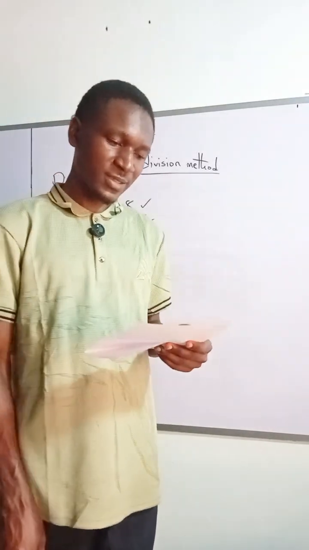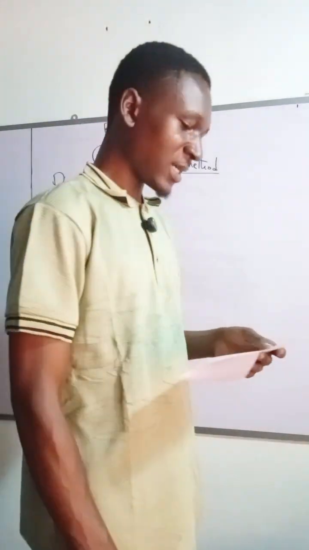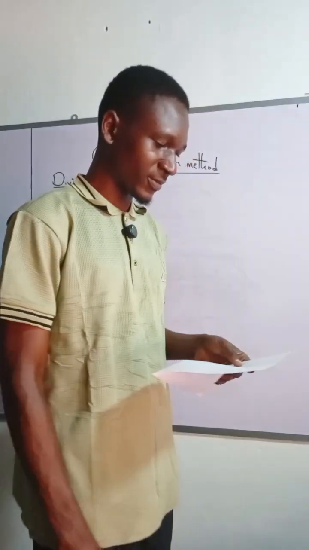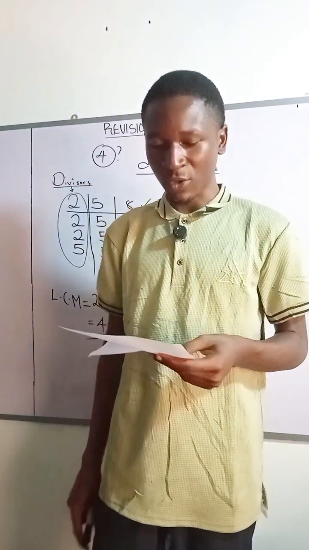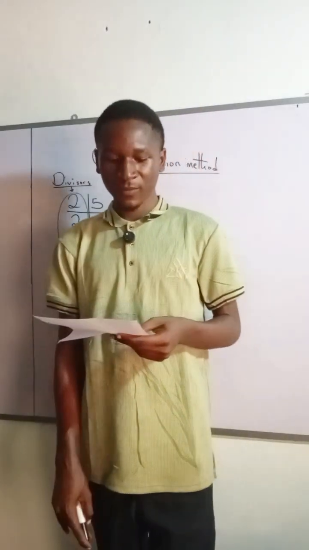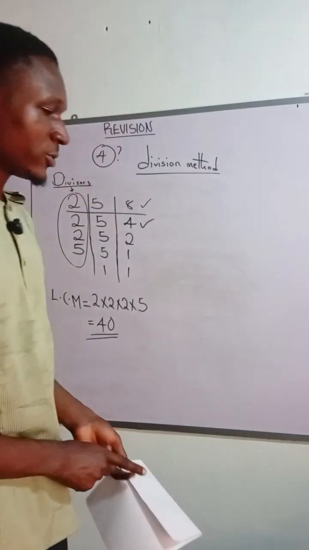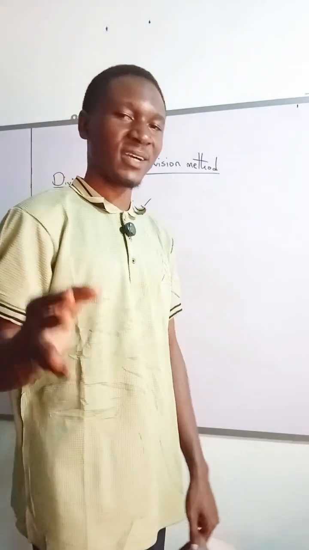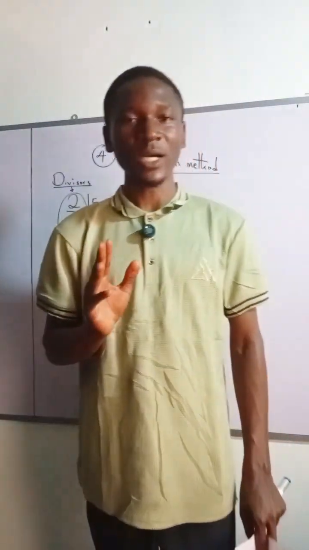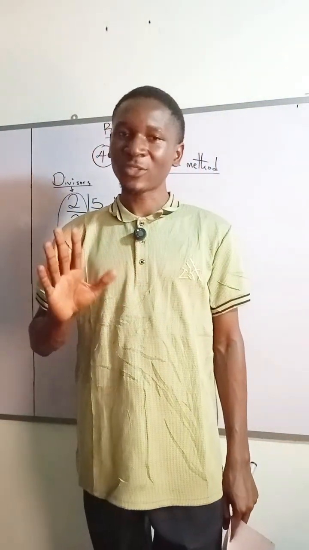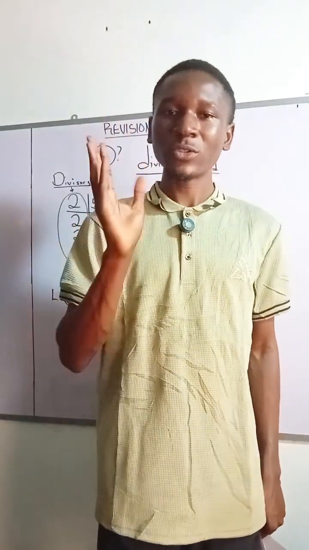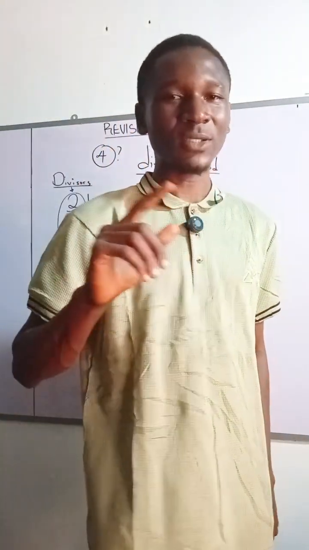After our multiples and LCM, we went into factors and highest common factors. Actually, this is for JSS1 and JSS2. This is a combined revision. So we went into the part of factors and highest common factors. And I told you that factors are numbers that can divide a given number without leaving a remainder. A factor of a number are those numbers that can divide that number without leaving a remainder.